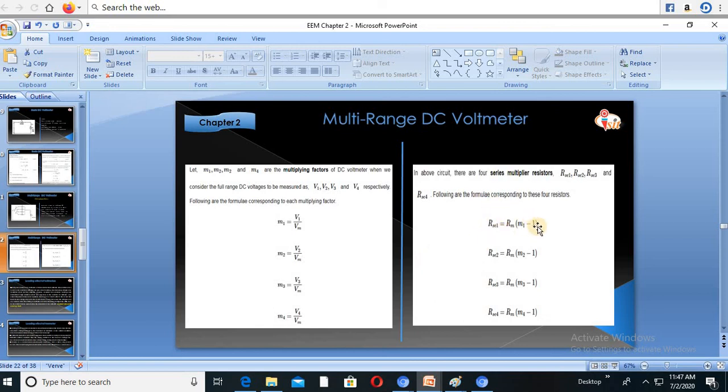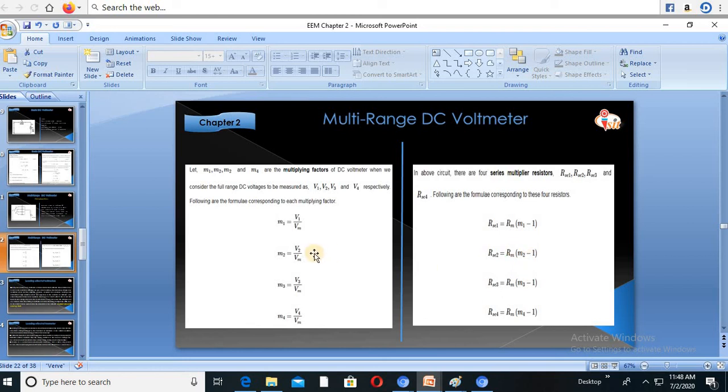Then RSE1 is equal to what? Rm times (M1 minus 1). Then what is the value of M1? M1 is equal to V1 upon Vm. What is Vm? It is the voltage across the permanent magnet moving coil, and V1 is the voltage which is to be measured. Then RSE2 is equal to what? Rm times (M2 minus 1).